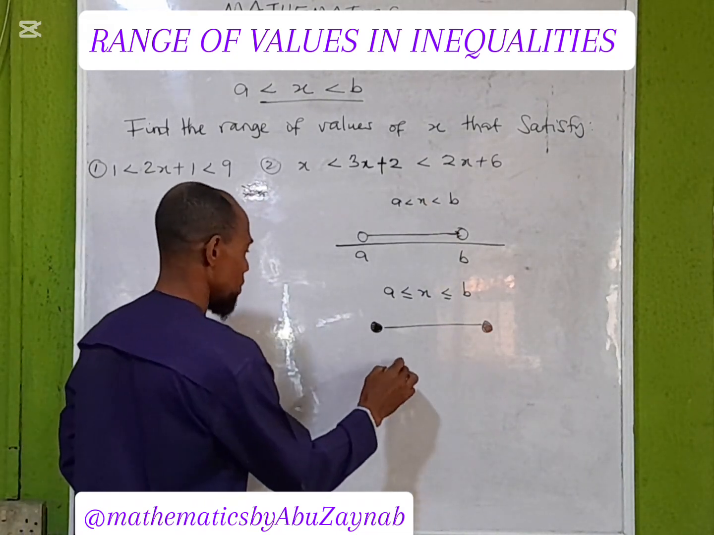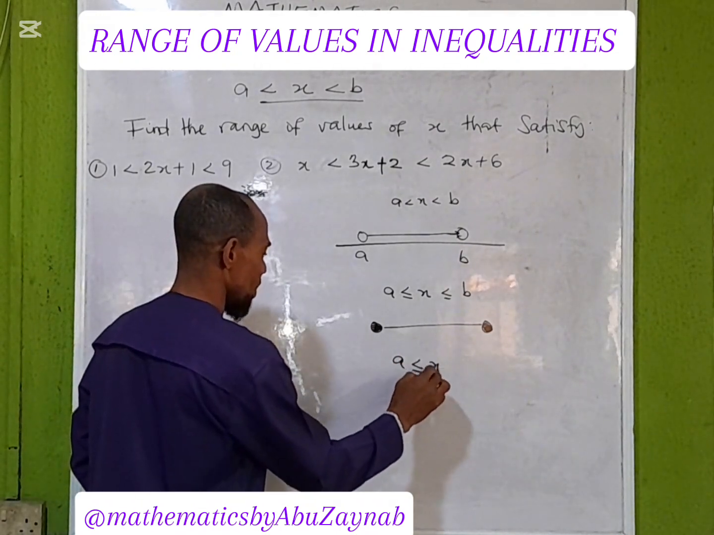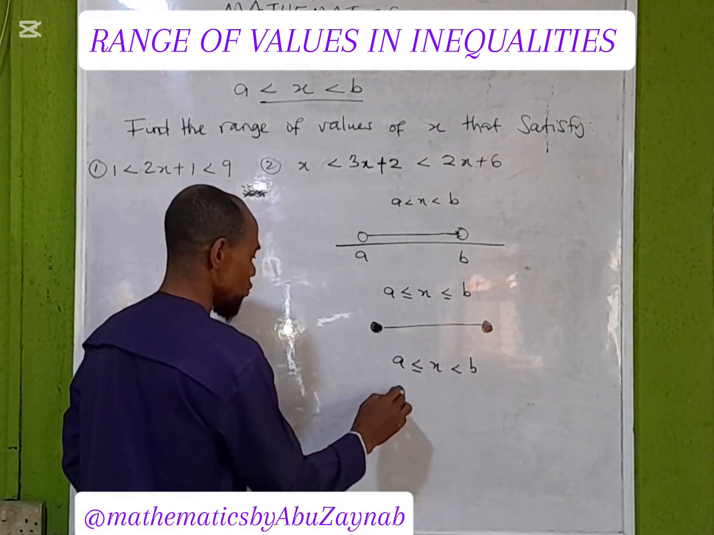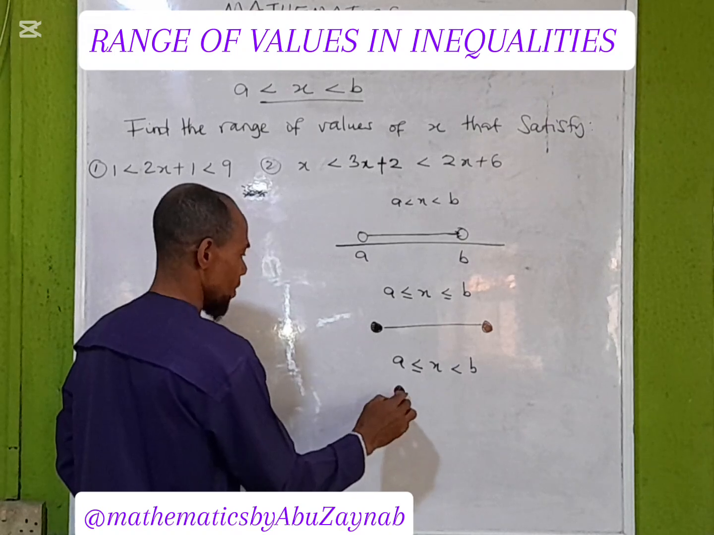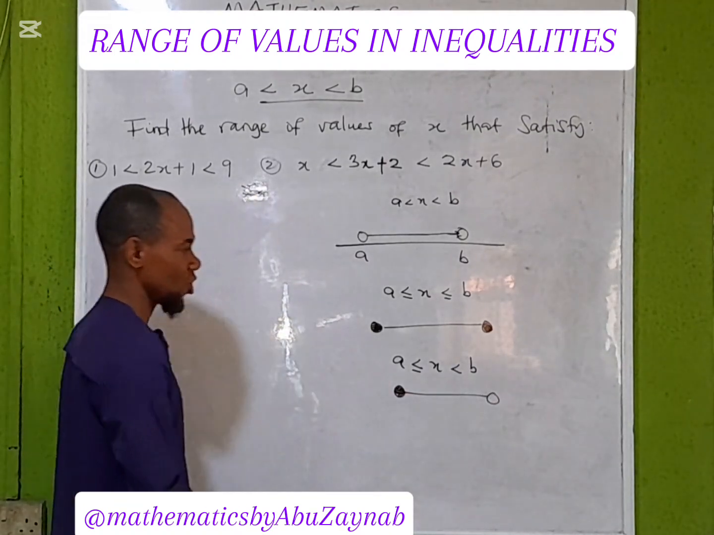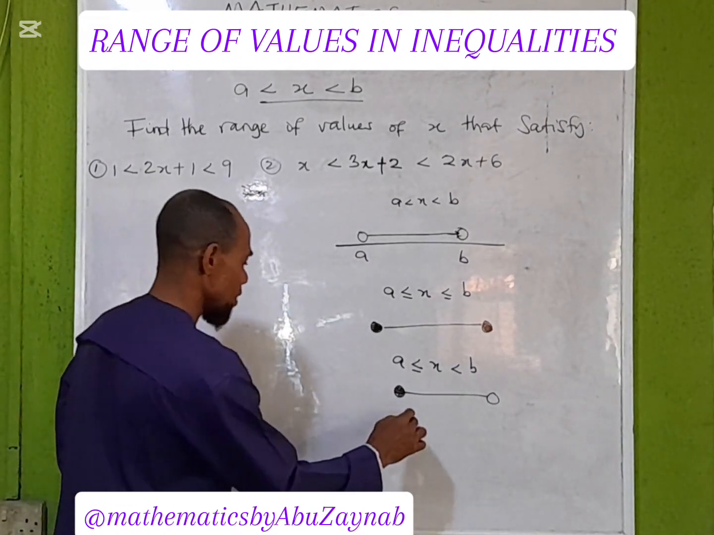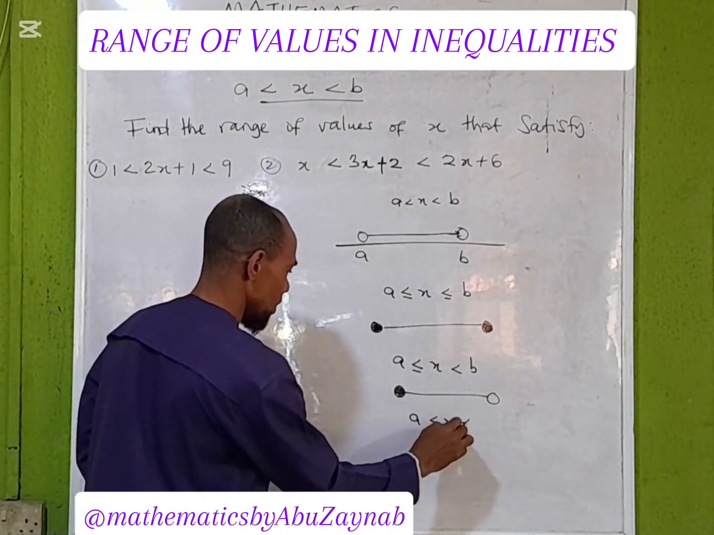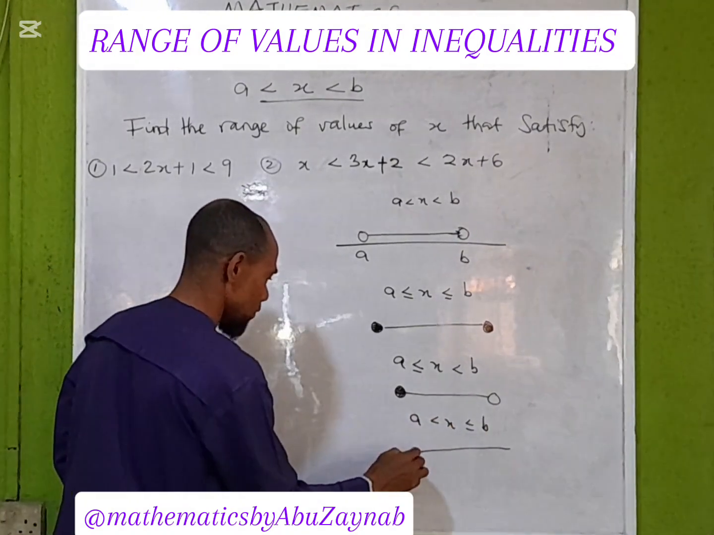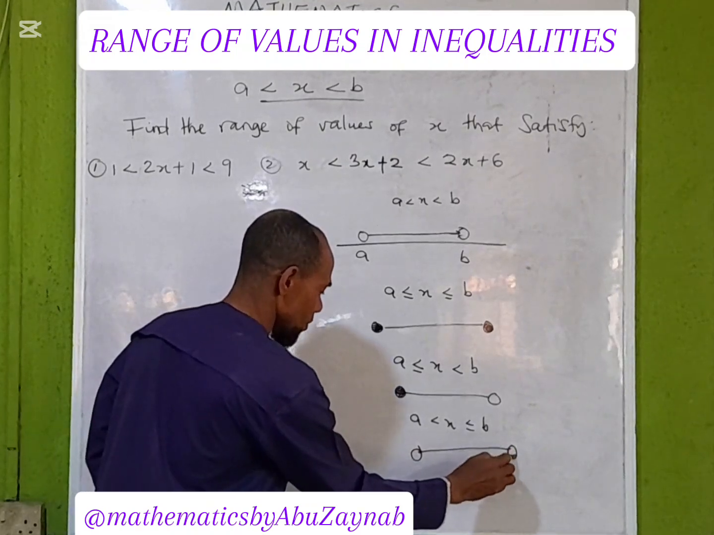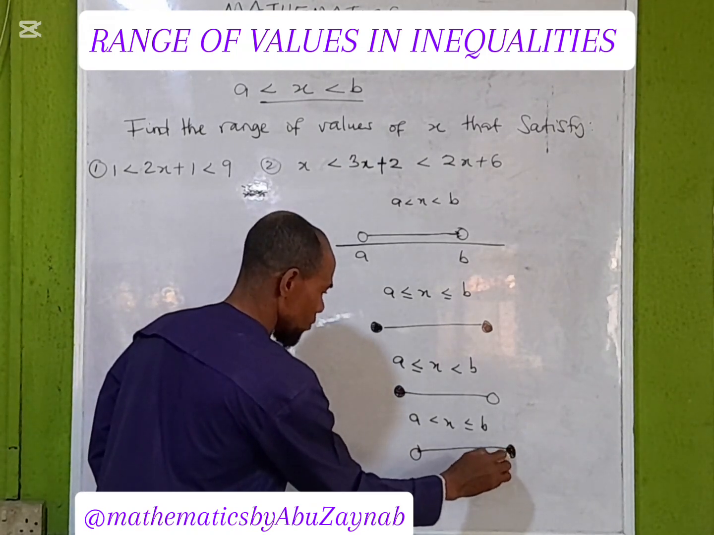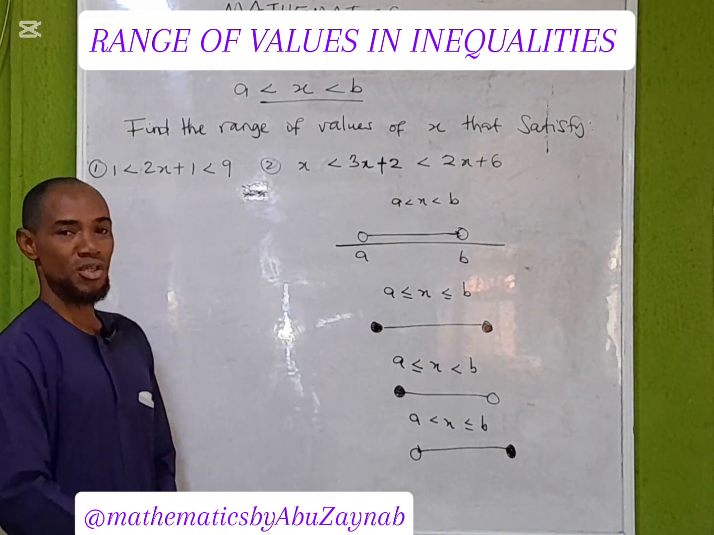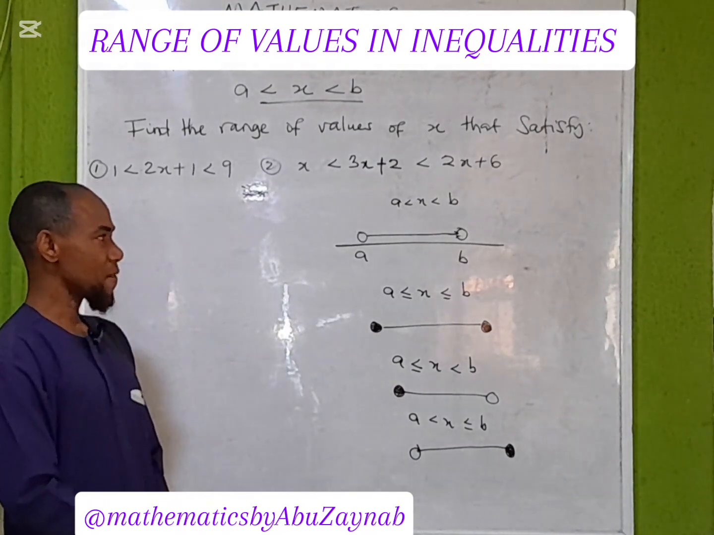If on the other hand we have A less than or equal to X less than B, it simply means we are shading the A side and leaving the B side unshaded. And lastly, if you have A less than X less than or equal to B, we're going to have something like this. Only the B side is going to be shaded, whereas A will not be shaded. These are the possible scenarios.